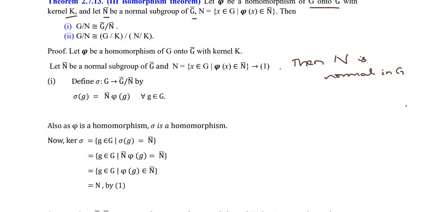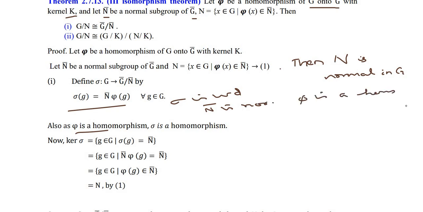What we had in the previous theorem was the left coset. But once we consider this, we have to use this representation. So this sigma is defined in this way. Now because of the way in which it is defined, it's obvious that sigma is well defined, and because phi is a homomorphism and N bar is normal, because of these two we have sigma to be a homomorphism.